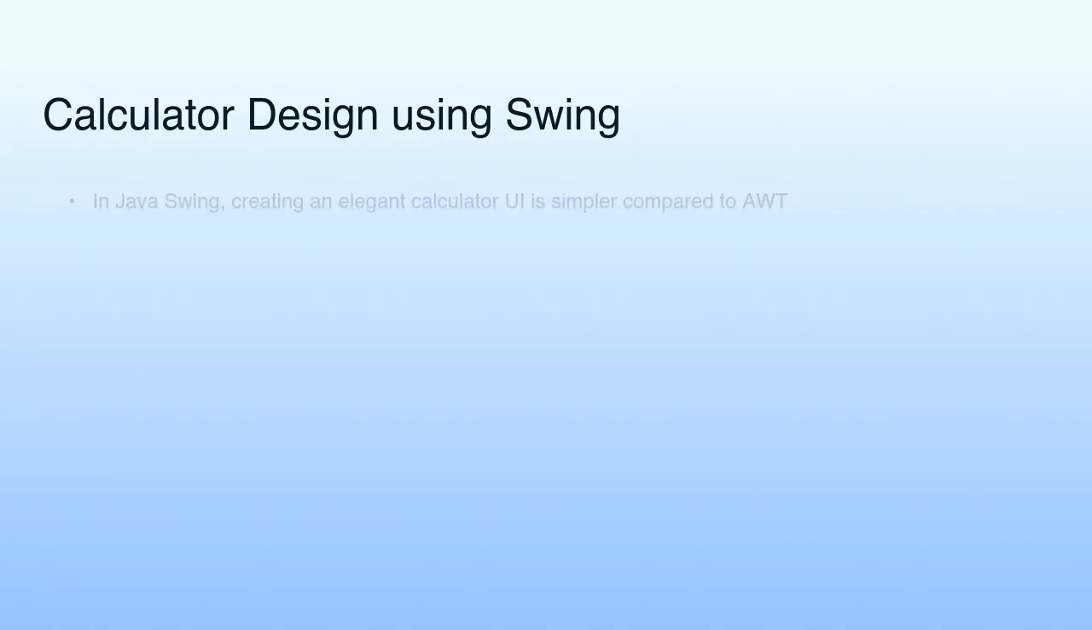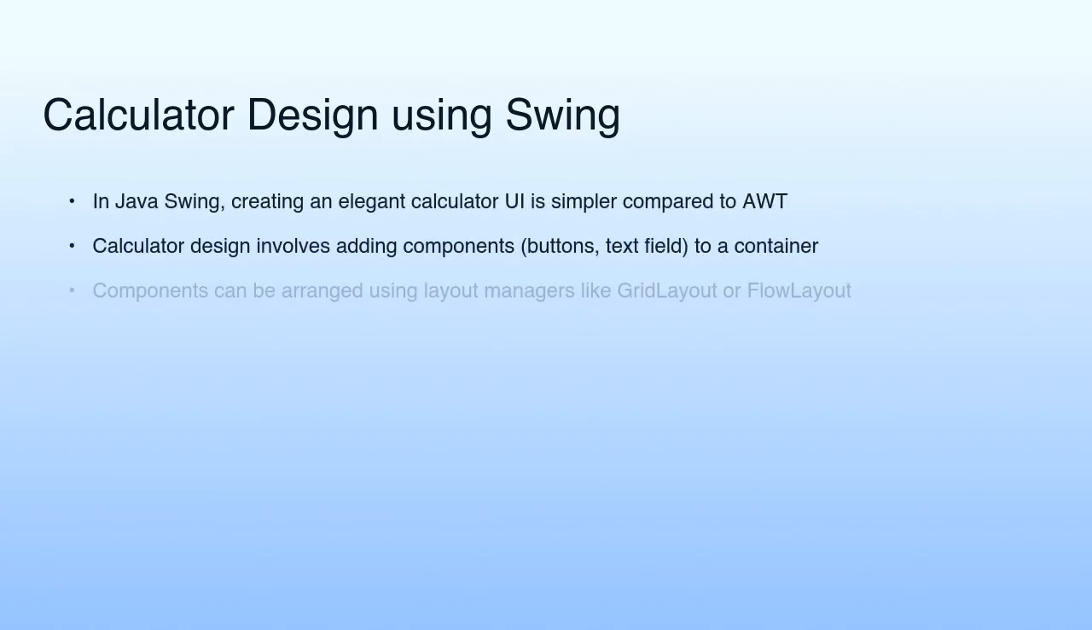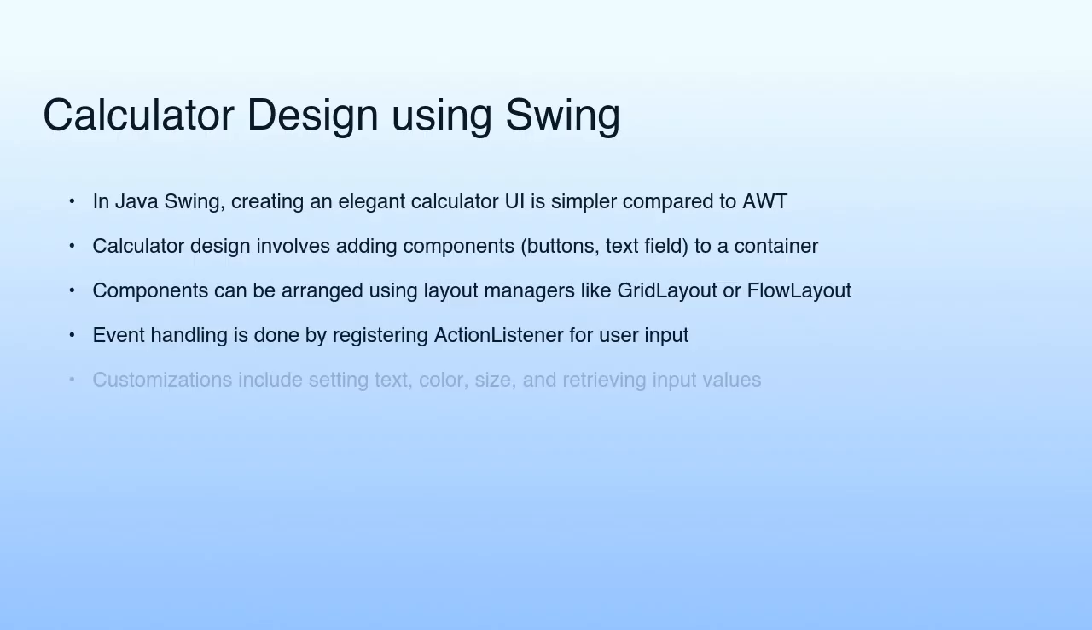In Java Swing, creating an elegant calculator UI is simpler compared to AWT. The calculator design involves adding components like buttons and text fields to a container and arranging them using layout managers like grid layout or flow layout. Event handling is done by registering action listeners for user input. Customizations include setting text color, size, and retrieving input values.